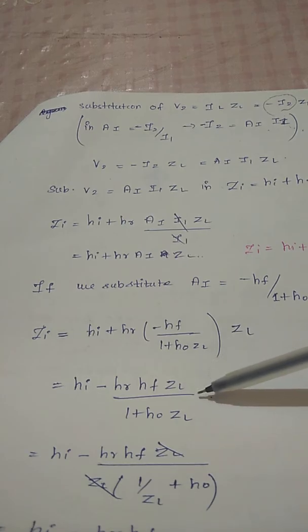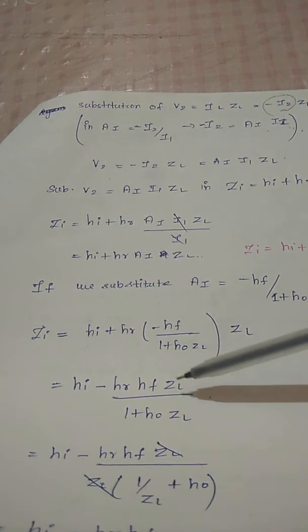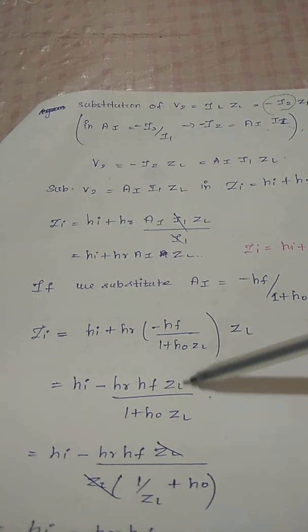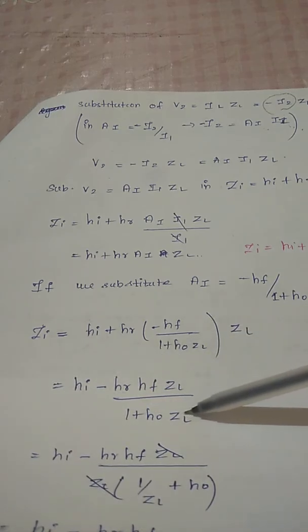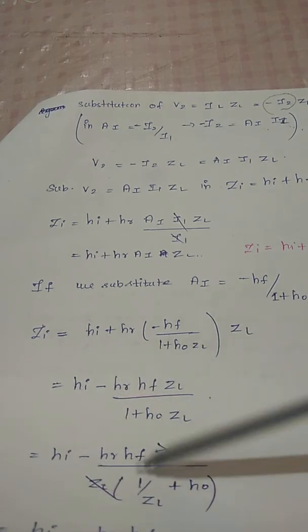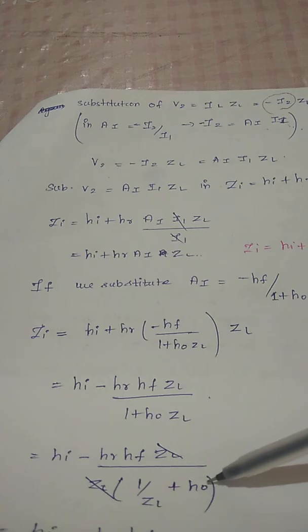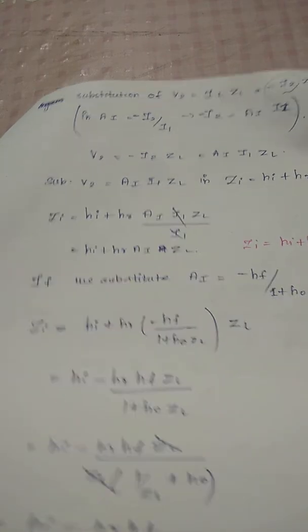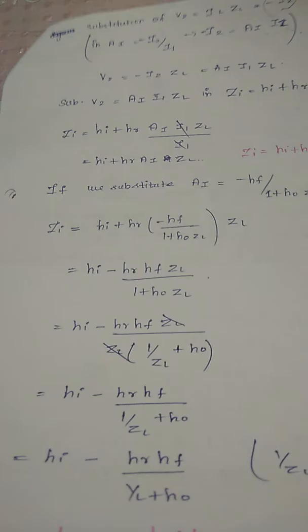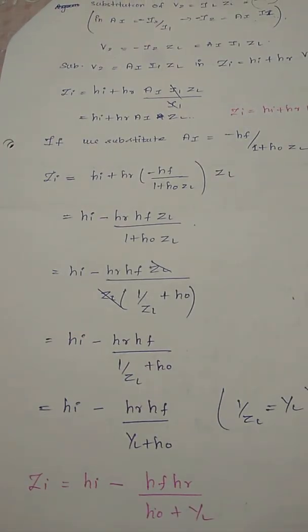Okay, so now what you are going to do is make the term ZL common. You are going to take ZL out as a common factor from this denominator. If you take ZL out as common, what happens? You get 1/ZL plus H0. This ZL gets cancelled. So after that you can have HI minus HRHF by 1/ZL.